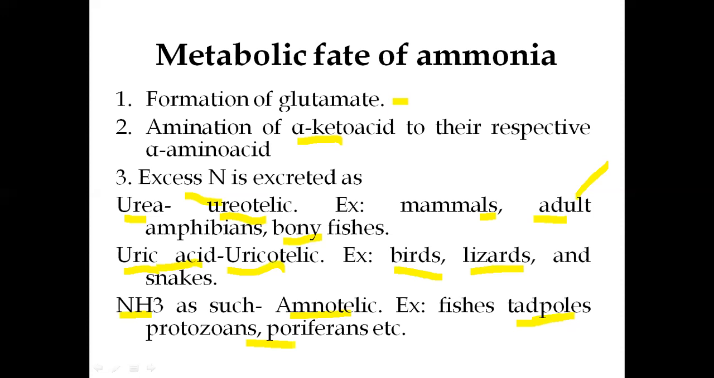So you saw how this ammonia is excreted and how it will be used in the synthesis of other amino acids or in the synthesis of glutamate and glutamine. So in this session, we learned the mechanism of transamination and a few glimpses of glutamate dehydrogenase and how this ammonia pool is maintained. And at the same time, we saw the fate of ammonia and how the ammonia is excreted out of the body. I hope you understood this session.